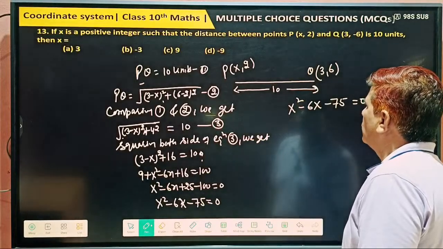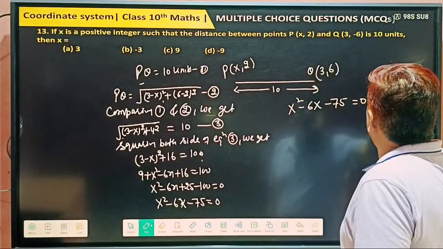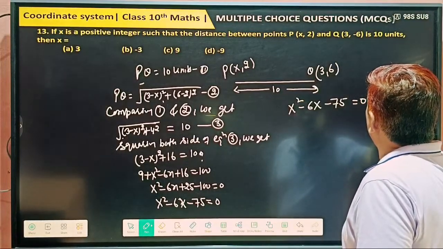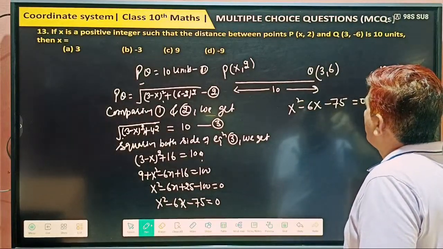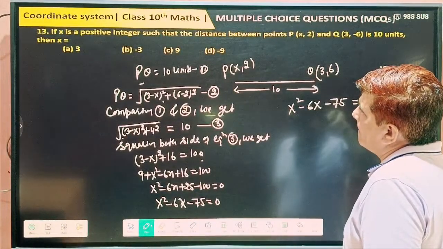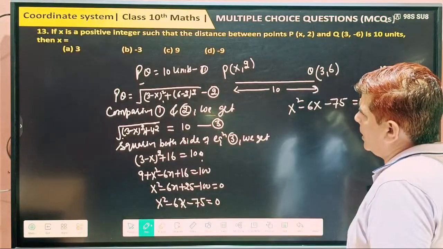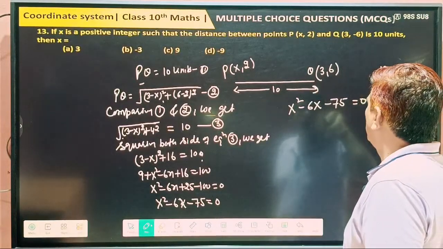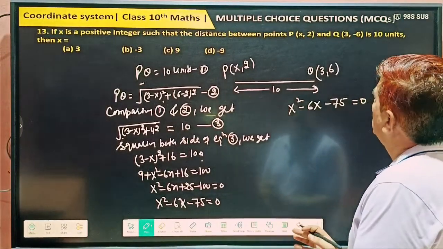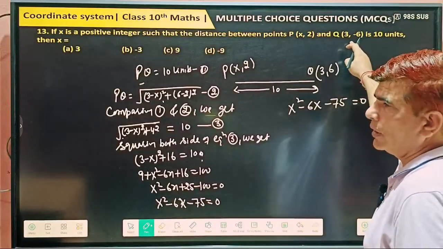10 4s are 40, 11 5s are 55, 12 6s are 72, 13... So what's 13? 9. Now how much? 25. Not able to find this. So then what can we do? This is minus 6 actually. So here is a problem.